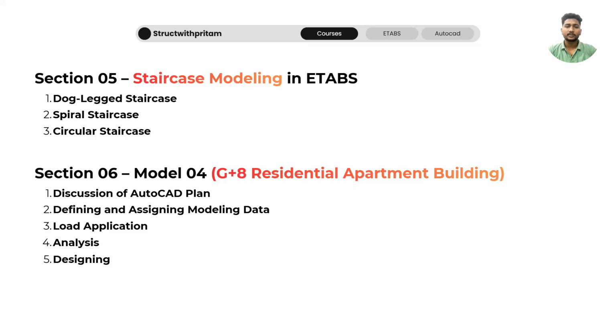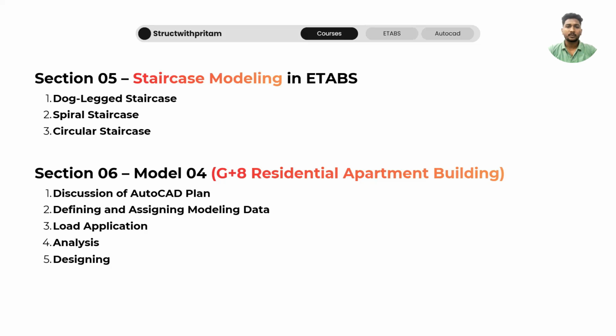We will be covering this G+8 story building also in the 18 steps, but apart from those 18 steps, we will be discussing here the AutoCAD plan, then defining and assigning the modeling data, then load application, the different load applications, what they are, then the analysis and designing. All the things we will be doing in this model 4 of the G+8 residential apartment building. Okay, this way we will be completed with this G+8.